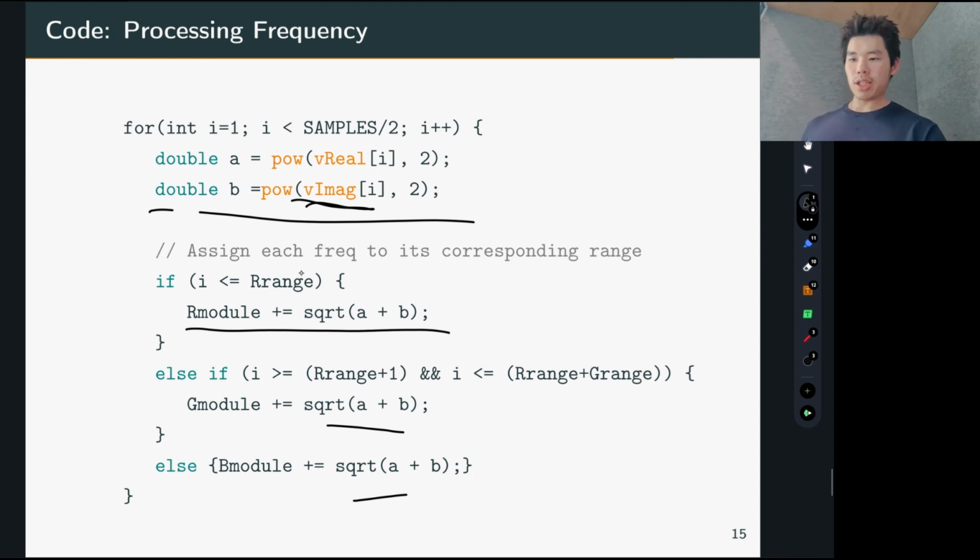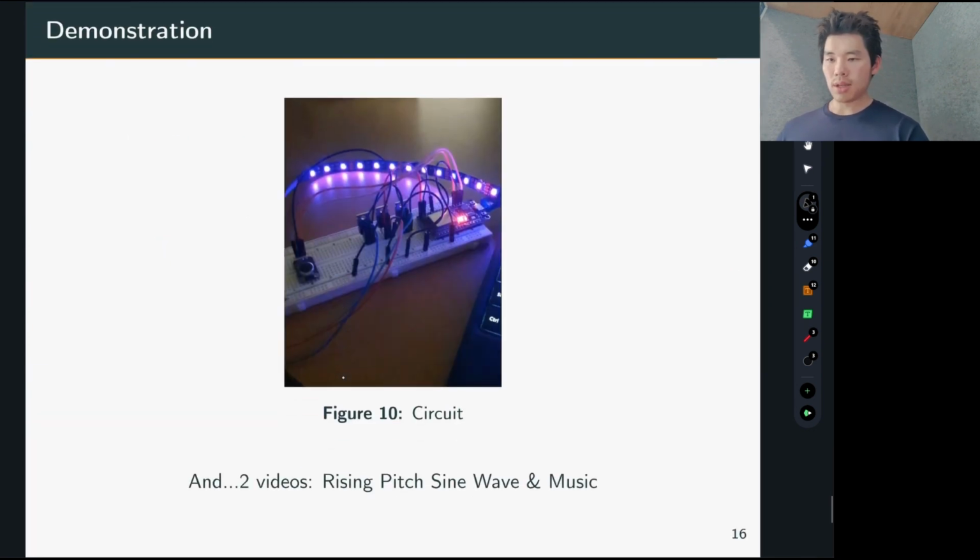So this is assigning each frequency to its corresponding range. Depending on the range of the frequency, we choose whether we want the red, the green, or the blue lights to go off. And so this is the demonstration. This is the circuit, and then we have two videos to show how this thing works.